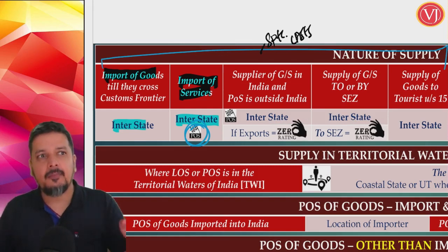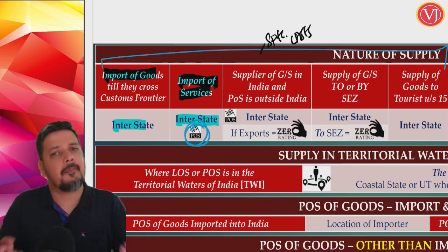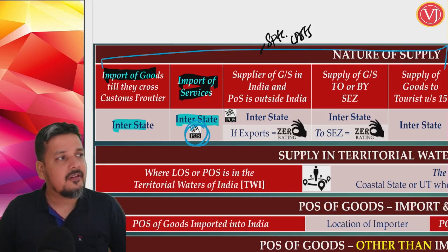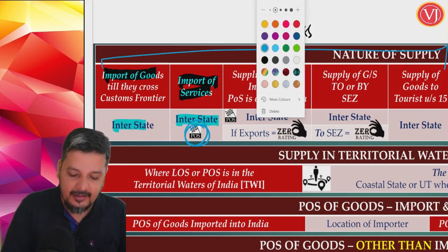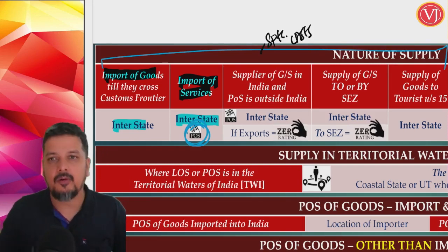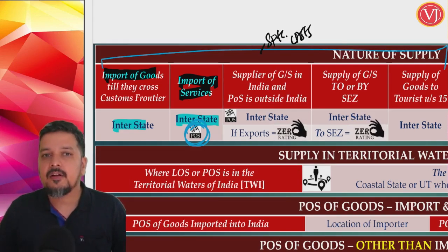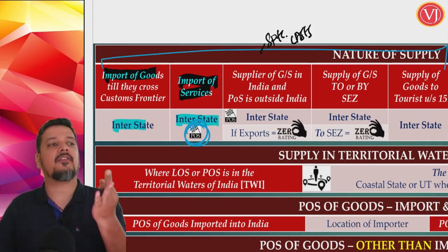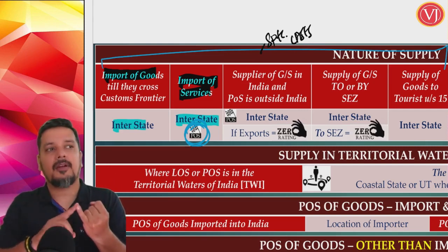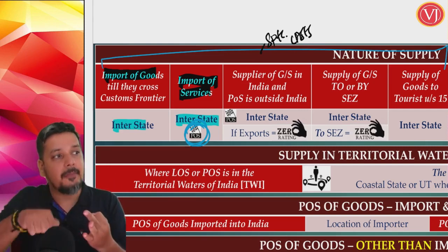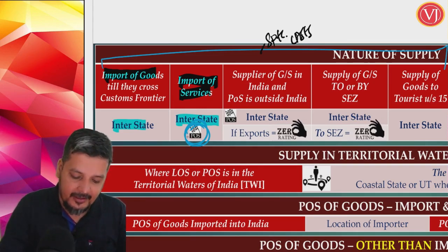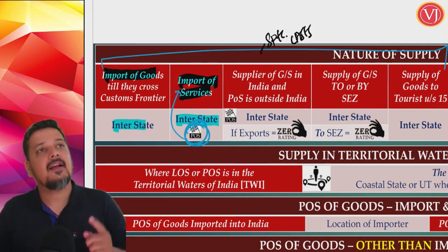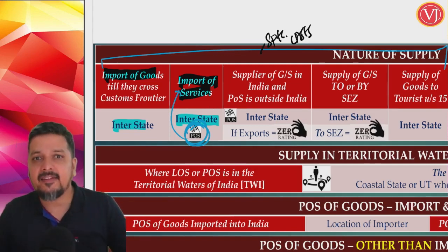Second, for import of goods, you do not even find the place of supply. By default, it is interstate supply. For import of services, the conclusion that it is interstate supply will be reached only when you find out why, because import of service has 3 conditions: supplier outside India, recipient in India, and place of supply in India. Only when the place of supply is in India, finally, technically you will categorize it as import of services.